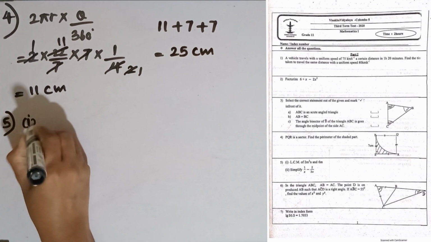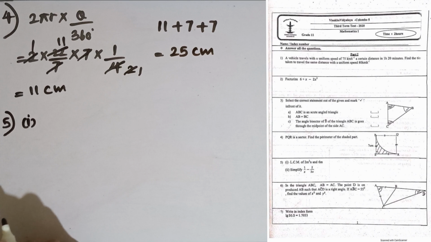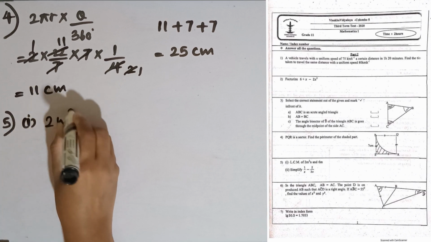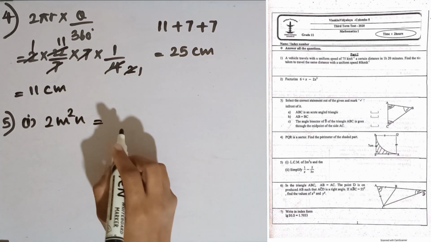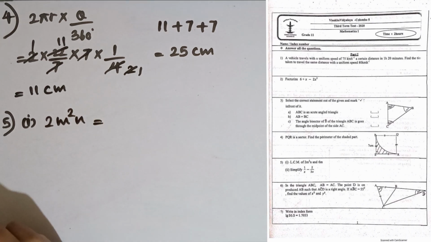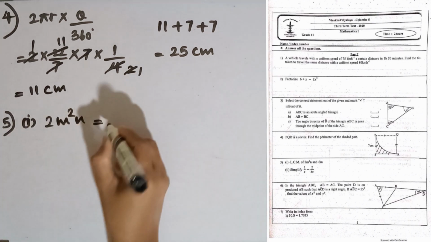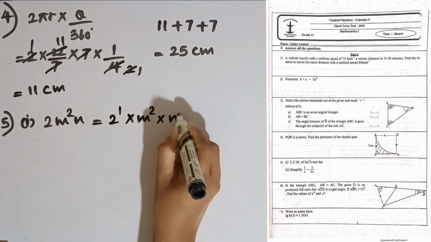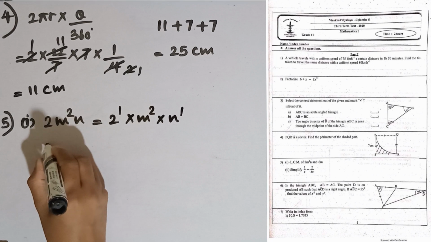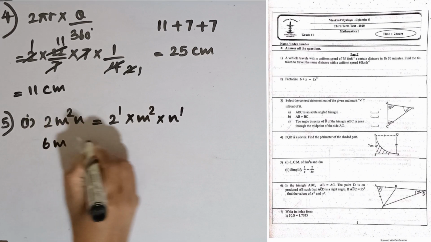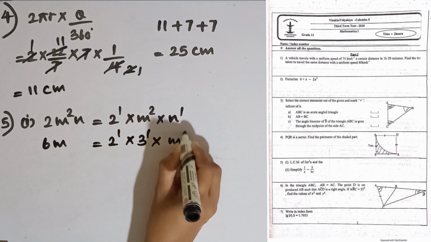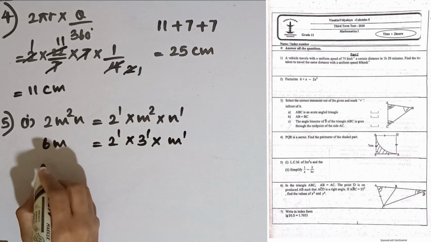First one, LCM of 2m squared n and 6m. 2m squared n, we have to write this as a product of powers. 2 to the power 1, m to the power 2, then n to the power 1. Then 6m can be written as 2 to the power 1, 3 to the power 1 and m to the power 1. Then LCM.